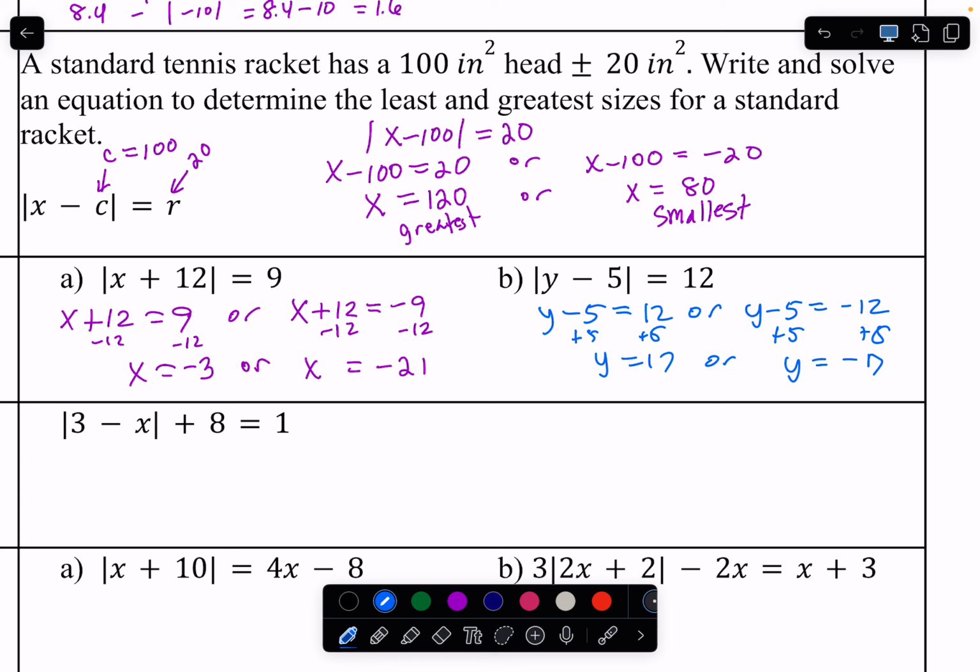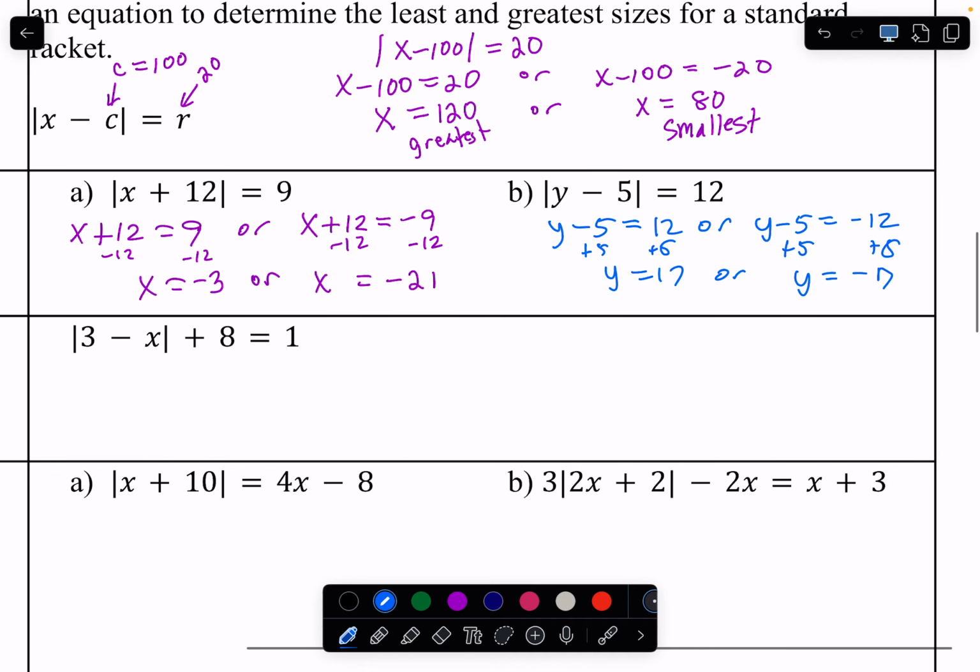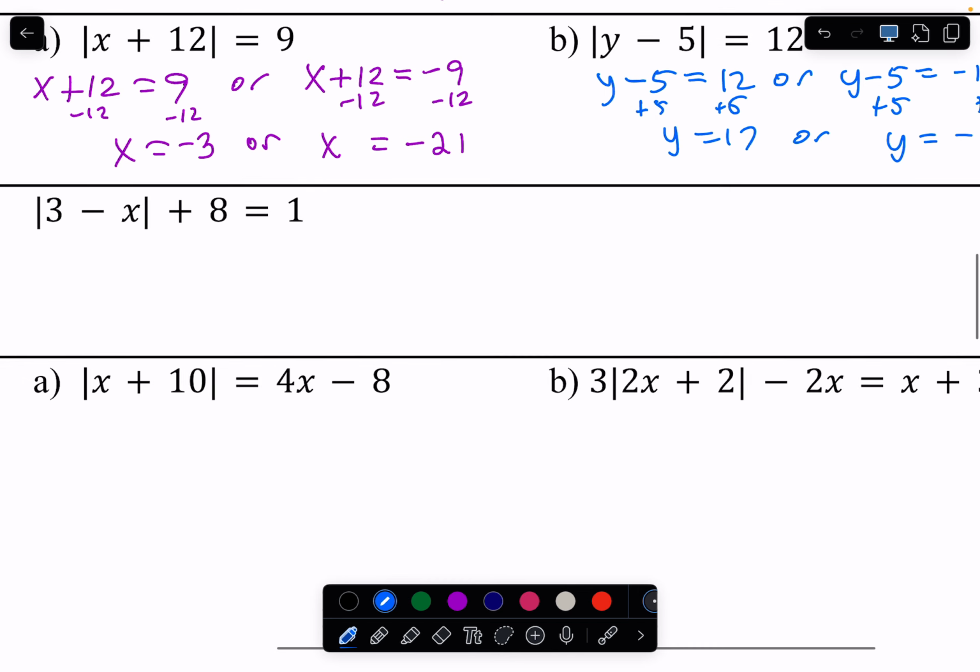Now here's where we have to be a little more mindful of the fact that it's an absolute value. Let's look at example 3. Before you set up the 2 cases, you must isolate the absolute value. So the fact that we have that plus 8 there messes everything up. It has to say absolute value equals everything, or it's not going to work. So we're adding 8. Just do the opposite. Let's subtract 8 from both sides. When we do that, we get the absolute value of 3 minus x equals negative 7.